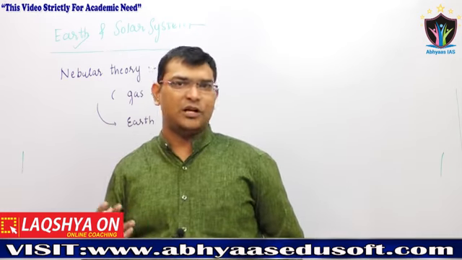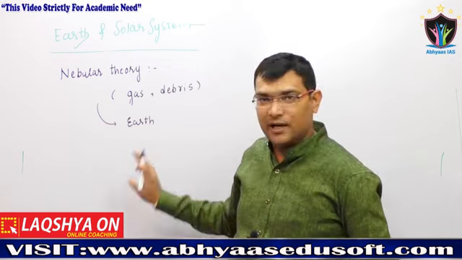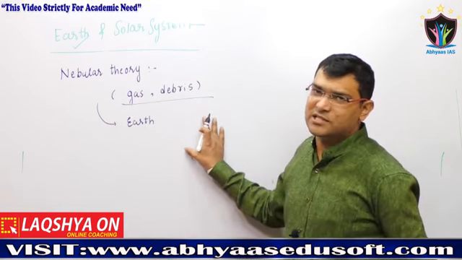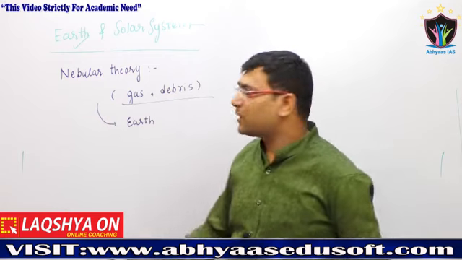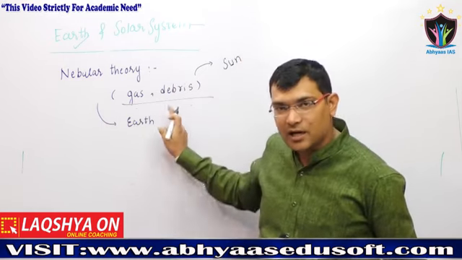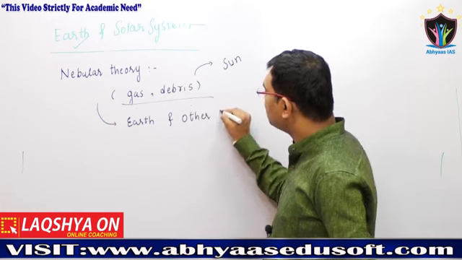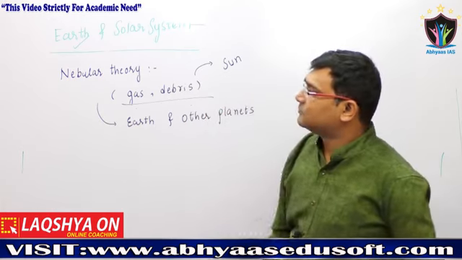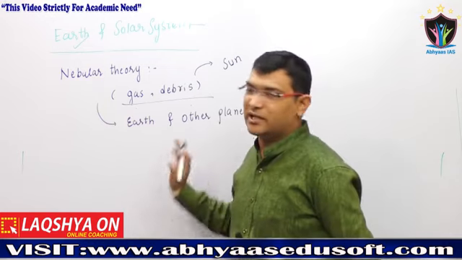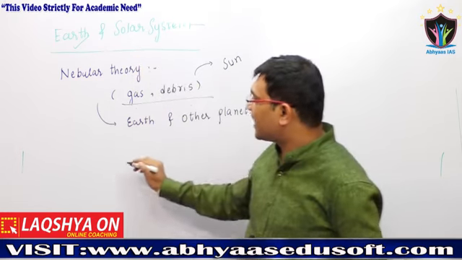Most of the questions related to the nebular concept relate to the formation of Earth. And in your solar system, all the planets are formed by this process only, nothing but the gas and debris of the newly formed sun. From here your Earth was formed, and the other planets were formed from the nebular theory. This theory is applicable only for the Earth and your solar system.